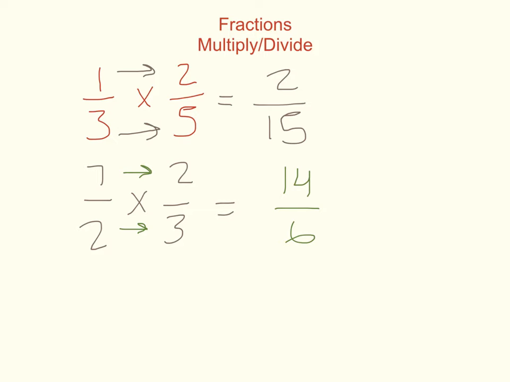We can pull a 2 out of our 6 and our 14. So we think about what is 2 times what equals 14. Of course, it'll be 7. 2 times what will be 6? It'll be 3. There's nothing in common with 7 and 3 except for, of course, 1, but that doesn't matter. So we just leave it as 7/3.